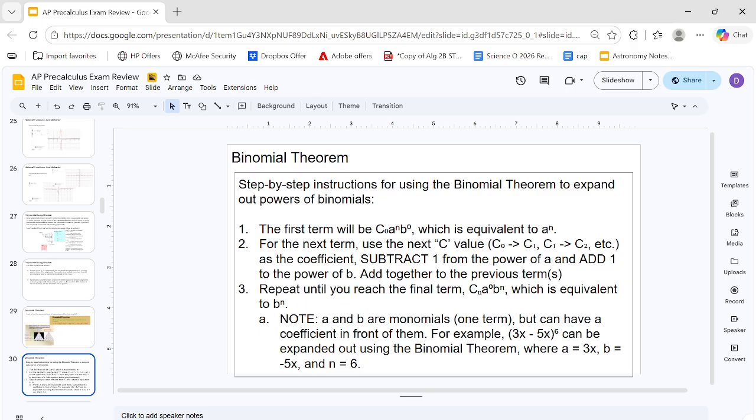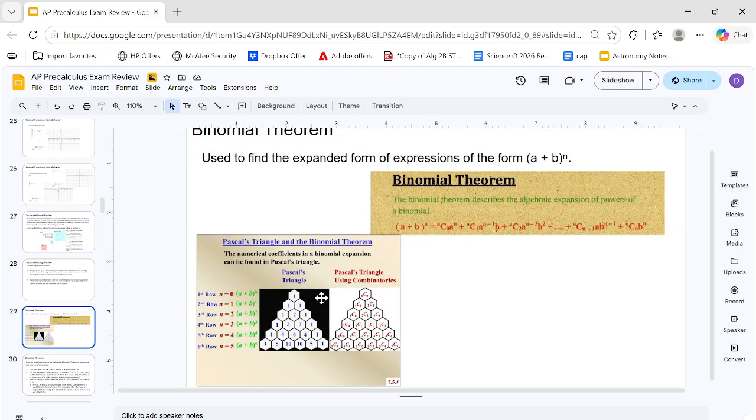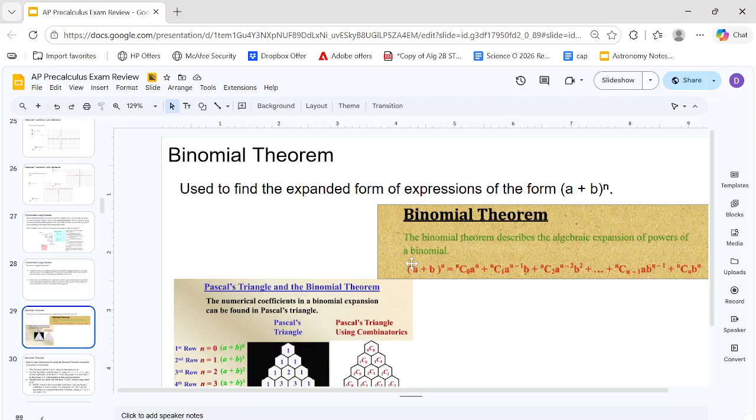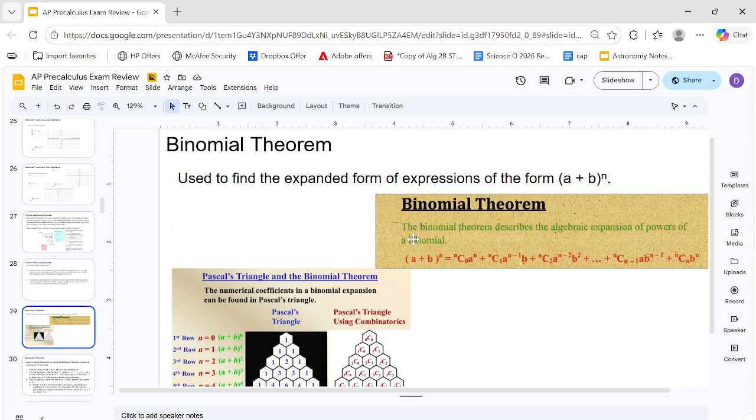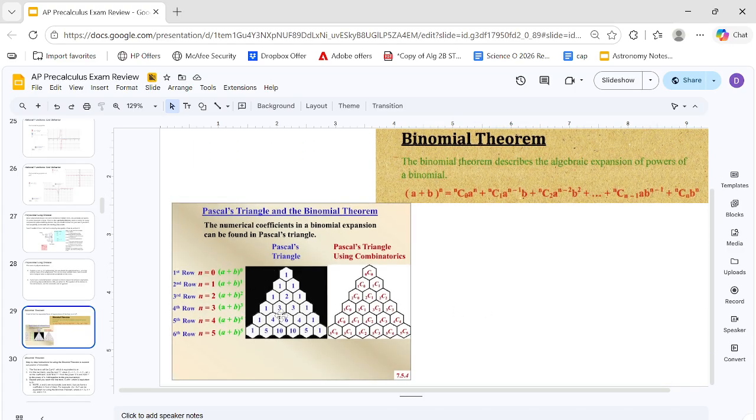Alright, binomial theorem, use Pascal's triangle. Here are the step-by-step instructions, so it would be good to go through and read this. I don't really have time to go through everything, but it's not a super important part. If it comes down to it, you could expand it out fully, but this is a lot faster.